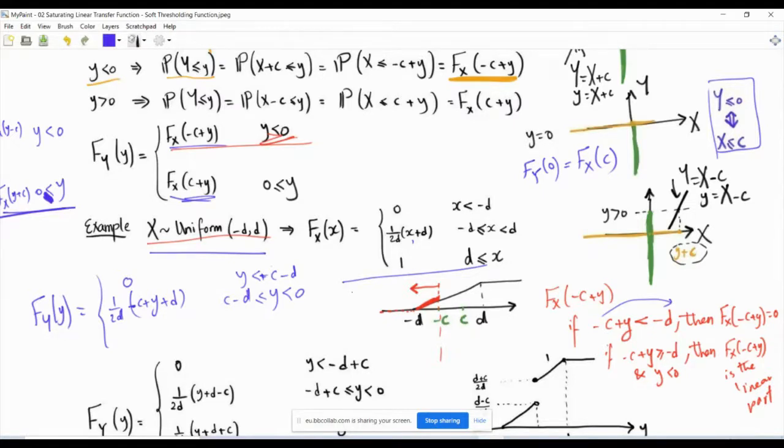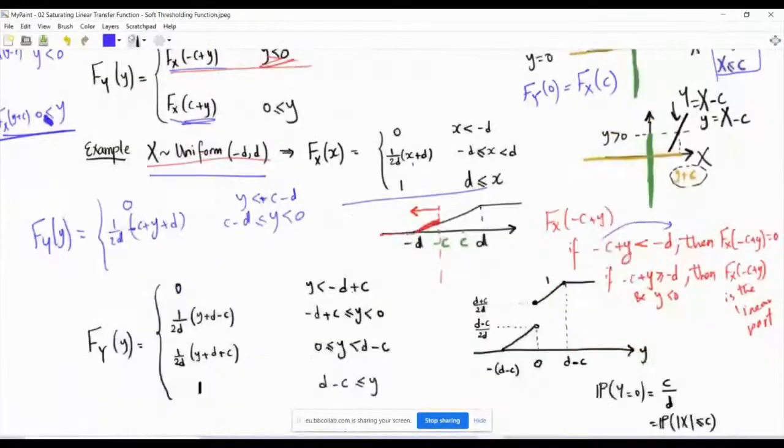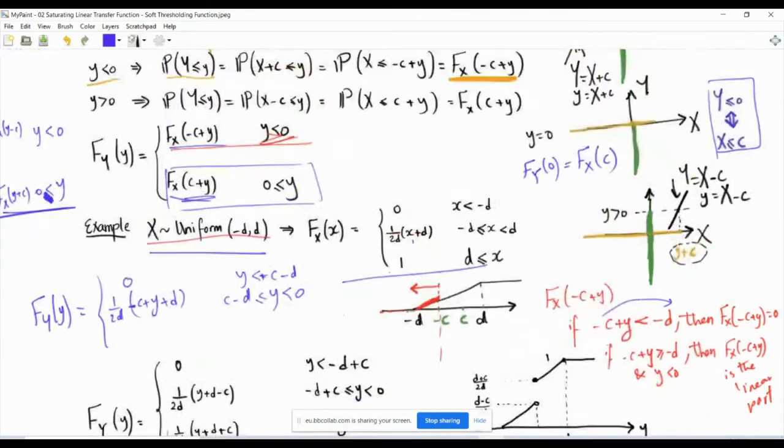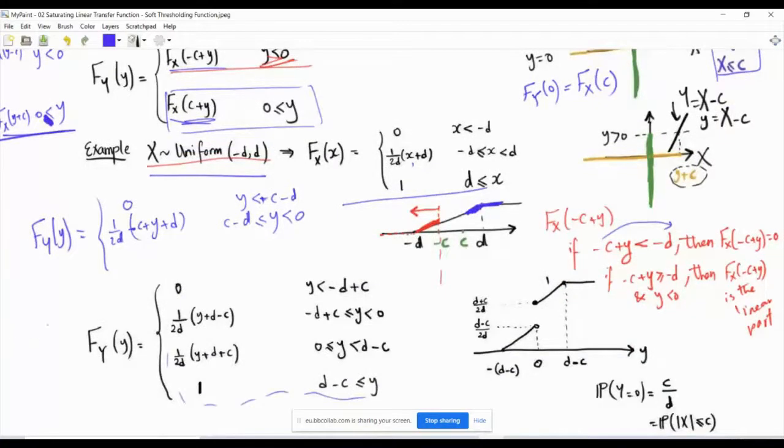It is 0 below, then a linear part with a slope 1 over 2d from minus d to d, and then above d it is flat at 1. And the same story below. So basically this second line here will be divided into two things, because if you are above 0, again you have two parts. You have the linear part, and then you have this flat part here. So you will end up with a function with four pieces.